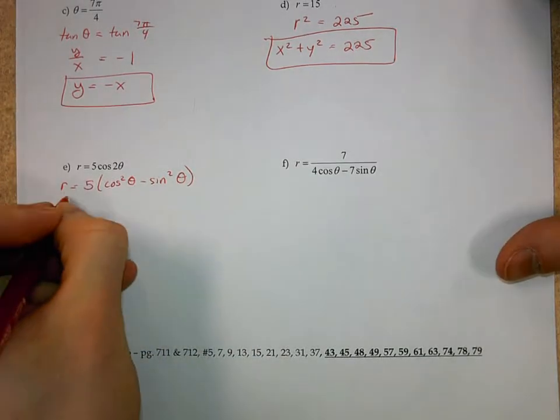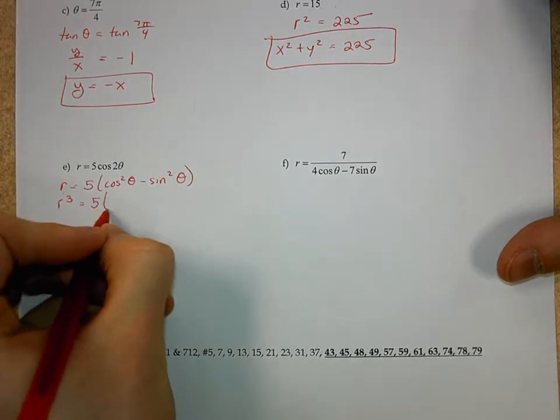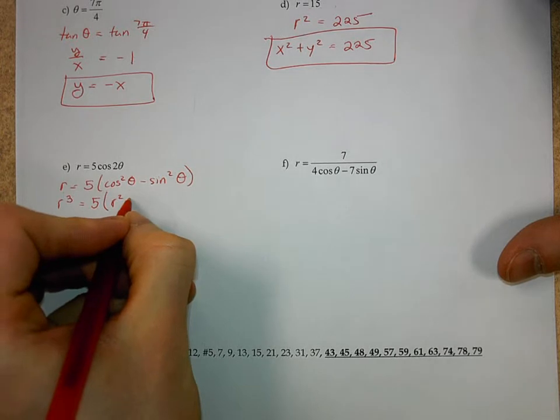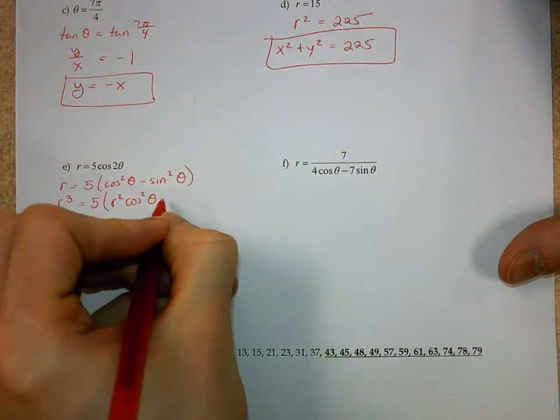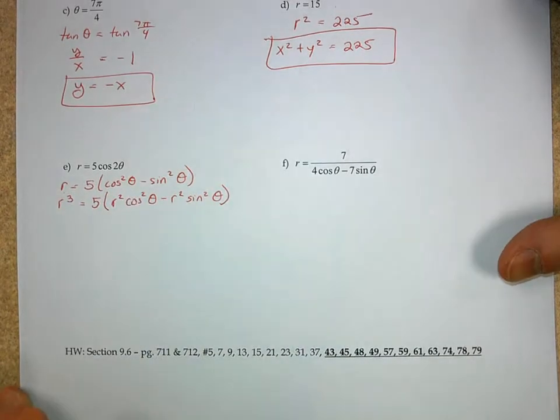We're going to multiply through by an r squared. So r times r squared is r cubed. Here I'll get r squared cosine squared of theta minus r squared sine squared of theta.